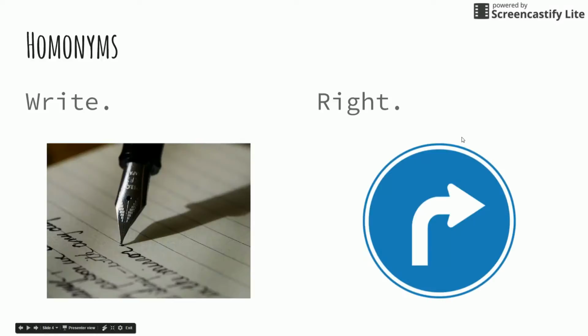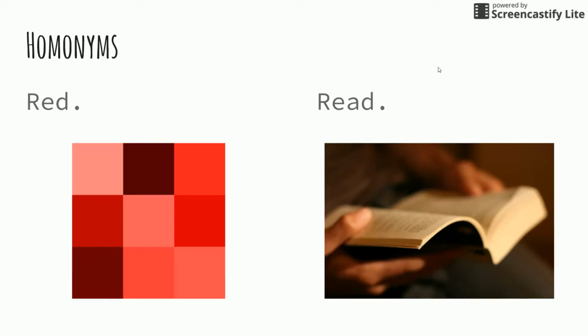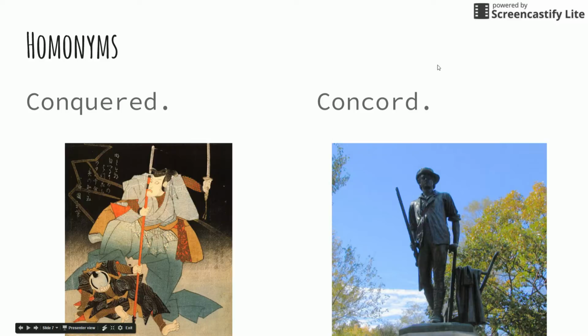Homonyms are also a common example. For example, we have right and right, left and left, red and red, and even conquered and conquered. Close confusers will also crop up often in science courses, such as the difference between weight, mass, volume, and density. Also, the difference between the Krebs cycle and the Calvin cycle.